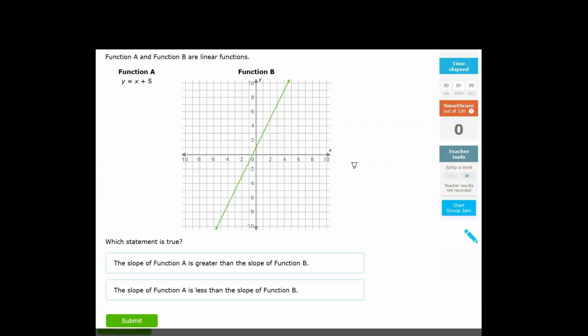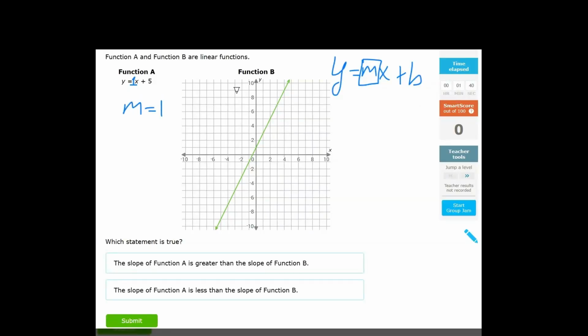Here's another problem. For function A, we're given an equation, and for function B, we're given a graph. Again, whenever you see slope or line-related stuff, you want to think y equals mx plus b. So for function A, in front of the x, there's really a hidden 1 here, and that just happens to be our slope, our m. So our slope for function A is just 1.